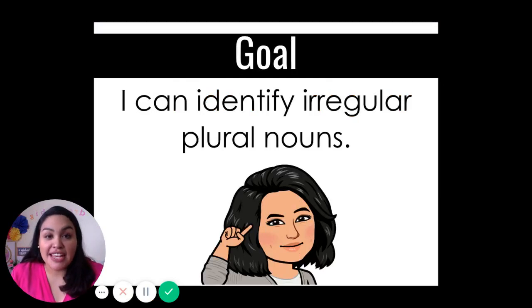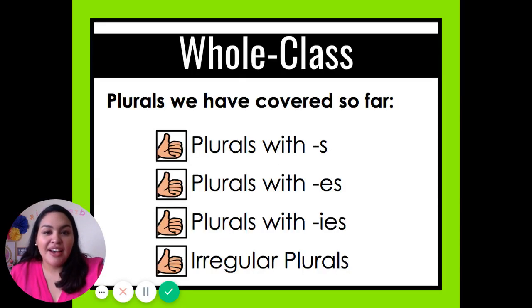Our goal for today is I can identify irregular plural nouns. Now, you guys did a great job on yesterday's assignment. So now we've talked about all of these plurals. Plurals with S, plurals with ES, plurals with IES, and irregular plurals. Today, we're going to practice using all of them all together.